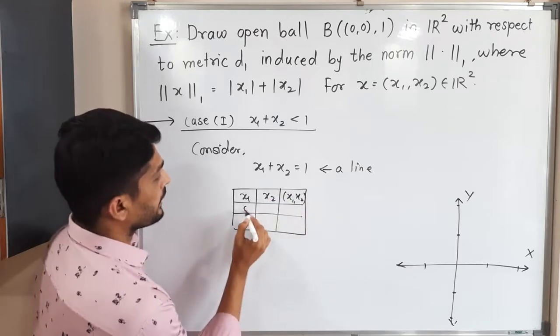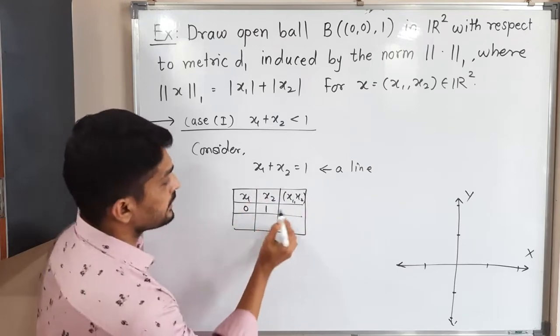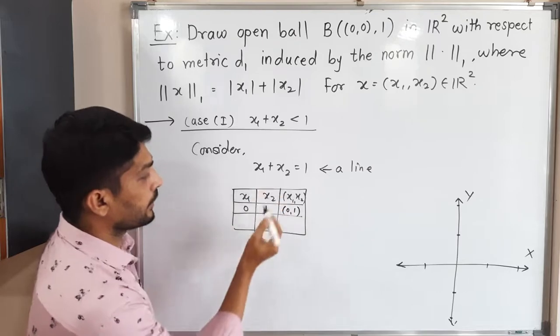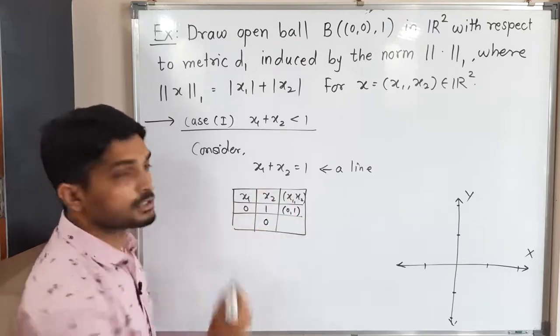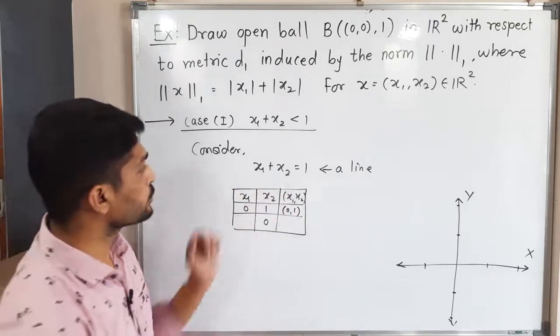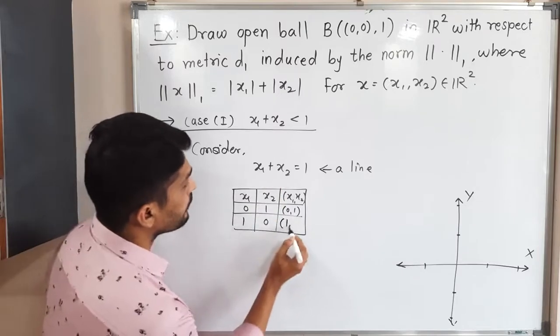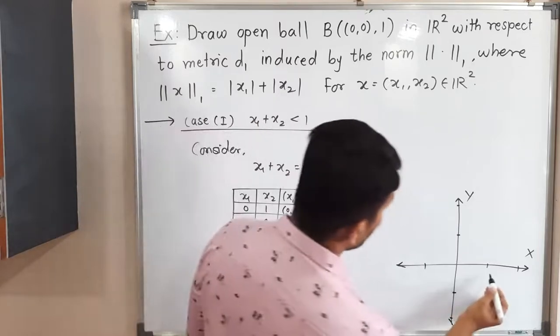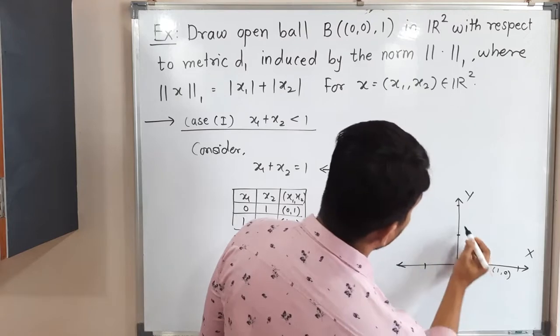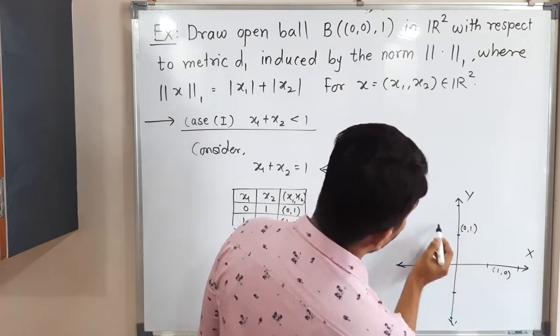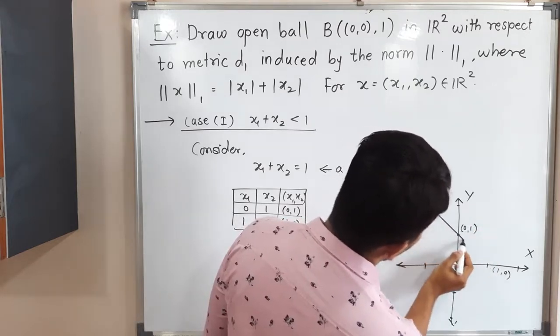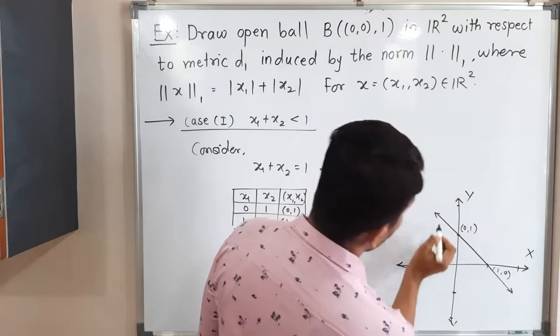First I put x1 equal to 0, so we'll have x2 equal to 1, so (0, 1). After that I will put x2 equal to 0. If I put x2 as 0, x1 will be 1, so (1, 0). Let me plot these 2 points: here (1, 0) and this is (0, 1). The given line passes through these 2 points. So we have this line.